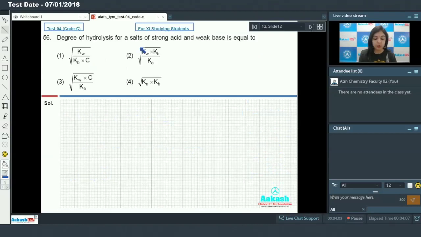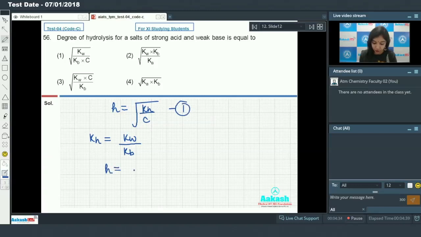Question number 56 says that the degree of hydrolysis for a salt of strong acid and a weak base is equal to. So you know that the degree of hydrolysis is h, which is equal to under root of Kh by C, where Kh is the hydrolysis constant. And you must be knowing that for a salt of strong acid and a weak base, the expression of Kh is equal to Kw by Kb. So substitute in the first equation. So we will be having h is equal to under root Kw by Kb into C. So option number 1 will be the correct answer.